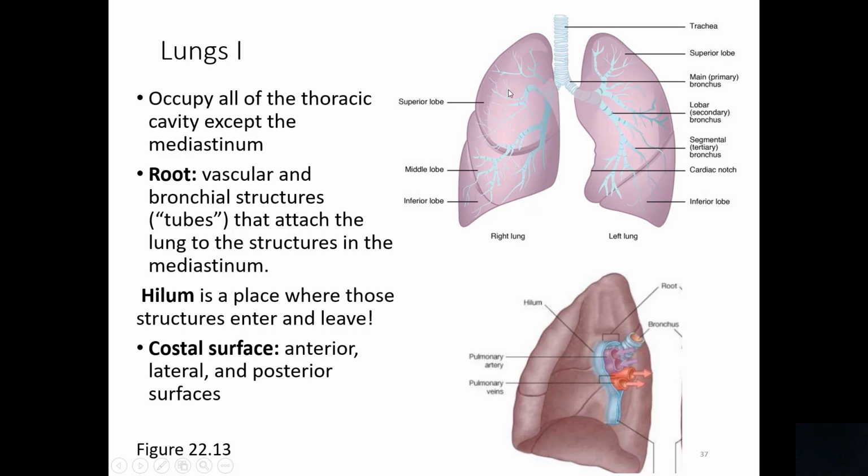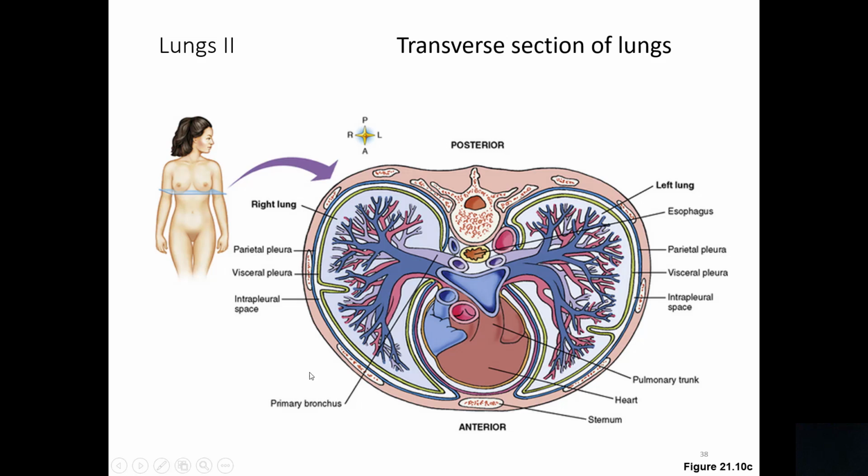The surface of the lungs that faces the rib cage on the outside is called costal surface: anterior, lateral, and posterior. So let me show it on the other picture. So that would be anterior, sternum. So that is anterior costal surface, lateral right here, and that would be posterior.